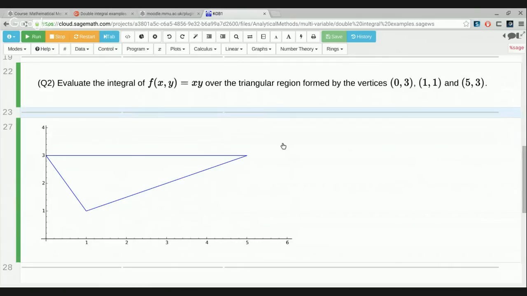Okay, so the top line is the easiest one. That's y equals 3. It's joining these points (0, 3), (5, 3), and this one down here, what's that? (1, 1). So the top curve is clearly y equals 3. And these other curves, well, they're both lines, so they should have expressions, y equals mx plus c.